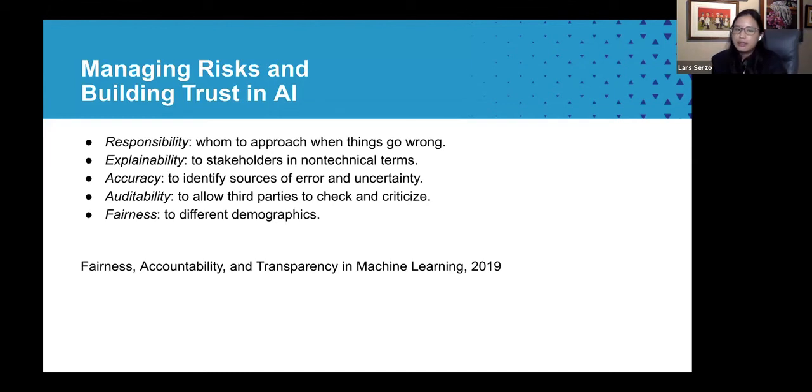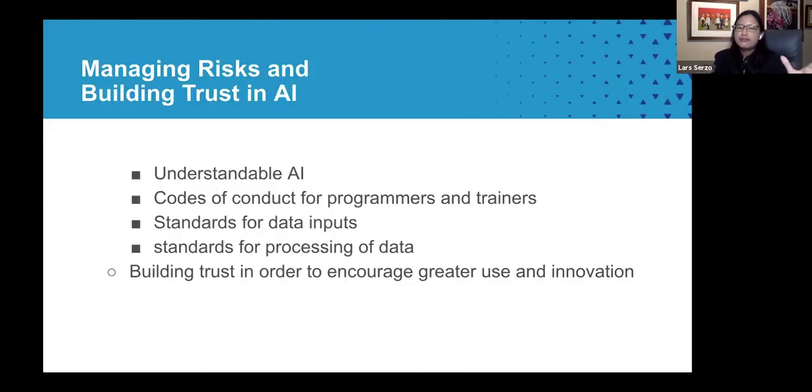Accuracy, meaning the operator is able to identify sources of error. Auditability, third parties can check and criticize. And I think this is important in order to prevent bias when it comes to AI training, etc. And fairness, that it would consider different demographics. So I think moving forward, what's the point? I think the point is to not stop AI from developing further, not over-regulate it. In terms of managing risks, it should be considered that codes of conduct and baseline rules should be followed by programmers and trainers. There should be standards for data inputs to avoid bias, privacy issues, etc. And then I think the main point is to build trust in order to encourage greater use and further innovation. So, thank you.